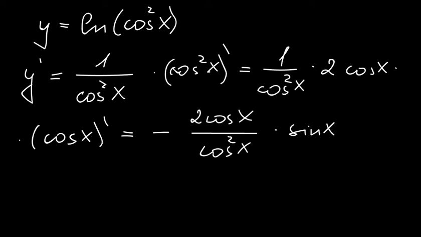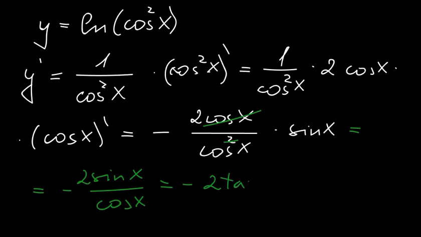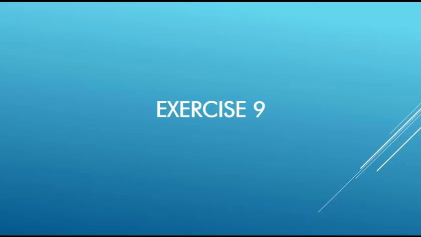So now it would be not very smart not to simplify this, as it's very obvious that we can divide these, and this leaves us with minus 2 sine of x over cosine of x, and this is minus 2 tangent of x. That's our answer.